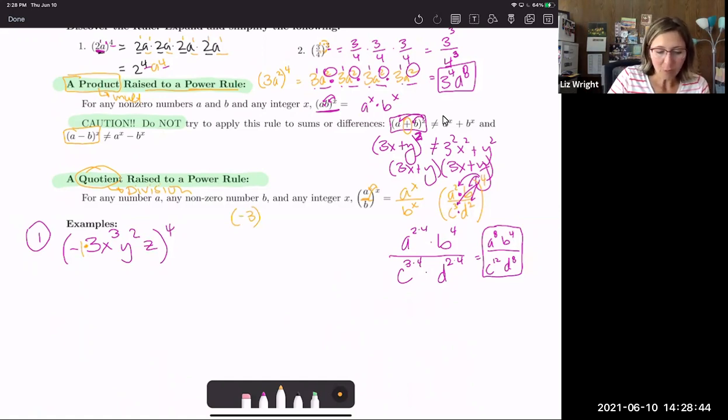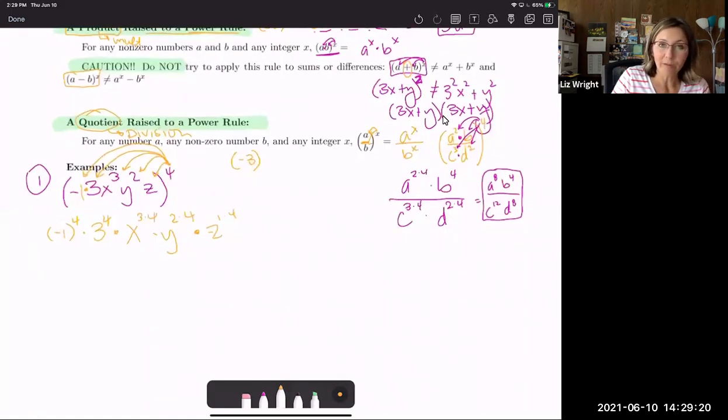So here we go. We are going to do -1 to the fourth, and I'm actually going to get rid of this parentheses, because we're going to take this 4 and distribute it to each of these. And so then we're going to get times 3 to the 4th times x to the 3 times 4 times y to the 2 times 4 times z to the 1 times 4. And now let's simplify. So -1 to the 4th is going to be +1, so we don't need to write +1.